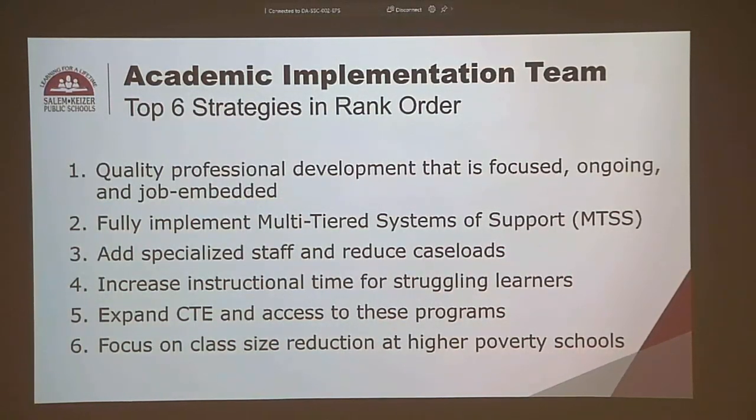And then the sixth one was focusing specifically on class size reduction at our higher poverty schools. So we looked a little bit at the research on class size reduction and what the research tells us about that and who it impacts the most. And that's why the group came to focusing on higher poverty schools, which again, you'll remember is in line with the student investment account, which has targeted supports for some, not universal supports for all. That's a basic part of the student investment account.